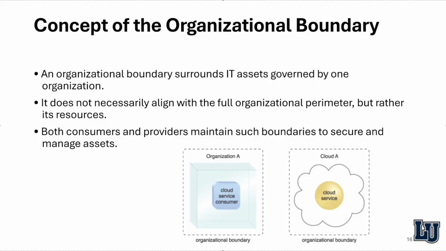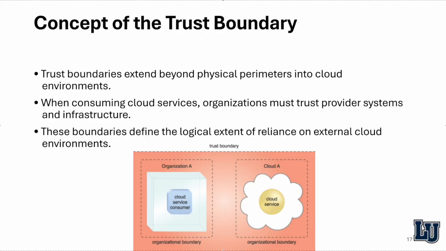The diagram below shows the idea of boundaries by shading the resources that belong to the organization. The organizational boundary surrounds the IT assets directly under the organization's control. Outside that shaded region are the resources owned by the provider. It makes the point that boundaries aren't about the whole company, they're about specific IT resources that one organization governs.